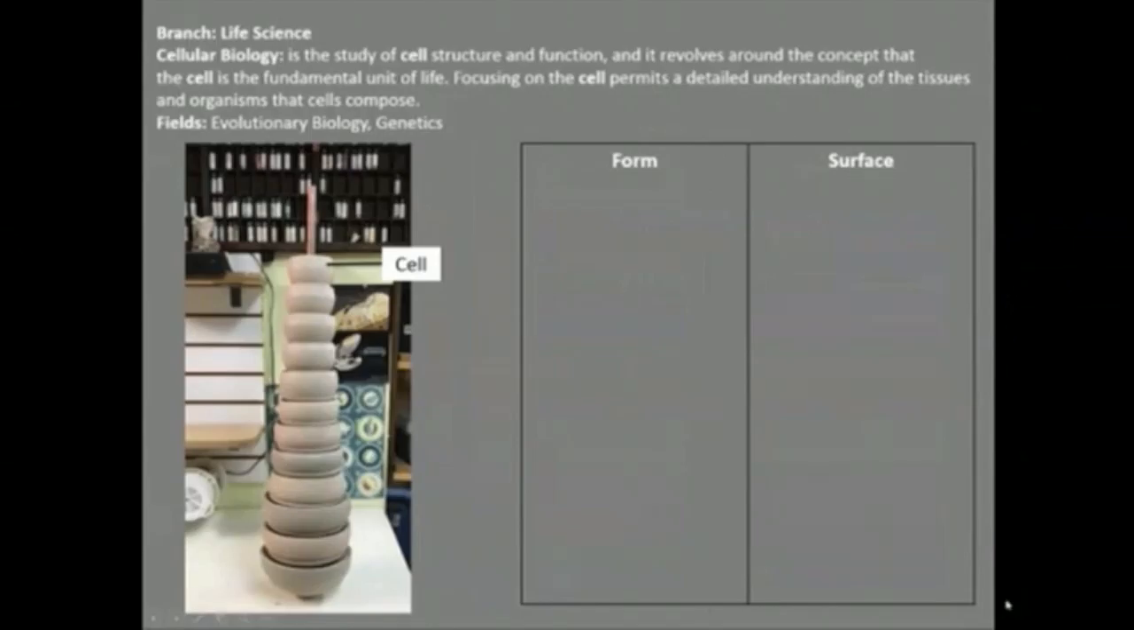So cellular biology, cell structure, function, revolves around the concept that the cell is the fundamental unit of life. Focusing on the cell permits a detailed understanding of the tissues and organisms that cells compose. So in this discipline, subfields: evolutionary biology, genetics.